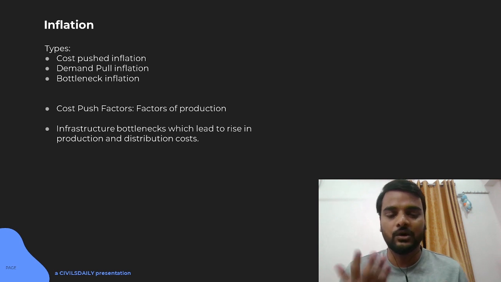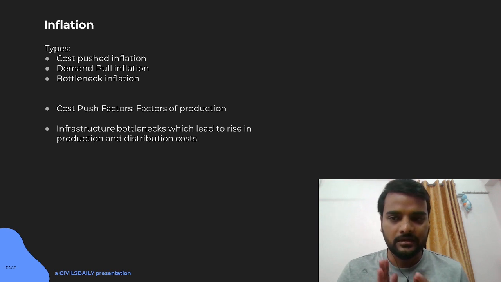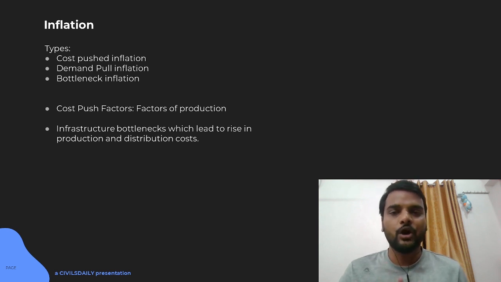Demand pull, we have seen all the factors mentioned: more money in the hands of people, rise in income, rise in government expenditure, even black money. All these are demand pull inflation. But normally in developed countries we have only cost push or demand pull. In India we also have one more kind, bottleneck inflation, which is due to the bottlenecks that exist in the economy.